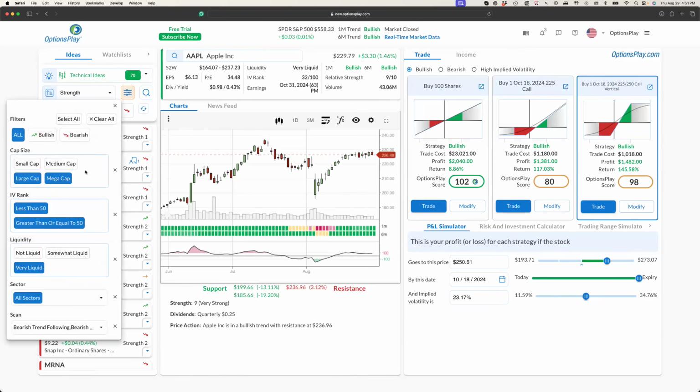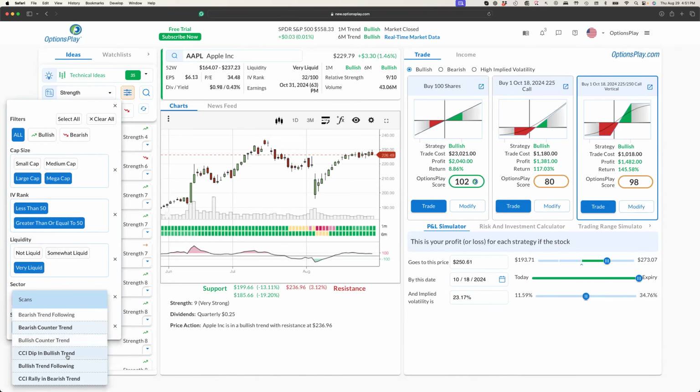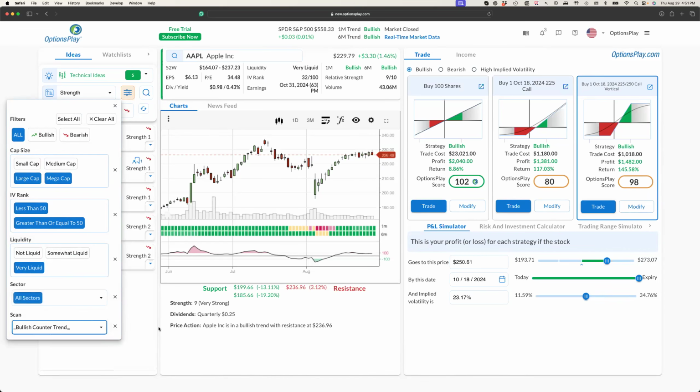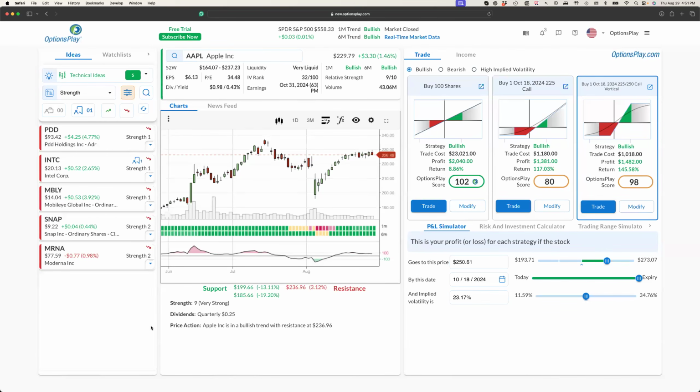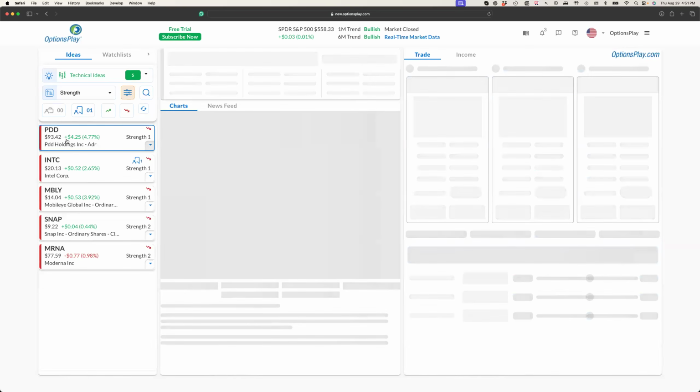Okay, so now let's quickly turn our ideas to counter trend ideas. Let's look at some bullish counter trend ideas. These are stocks that are severely oversold that have a high bounce opportunity. Now, we obviously had PDD in the news this week because they reported earnings and the stock is down something like 20-something% in just a couple of days, right?